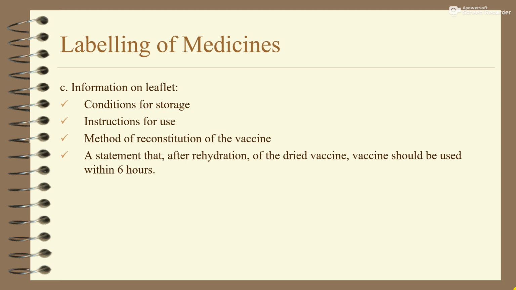And third point is information on the leaflet, the leaflet which is inside the cartons. That leaflet should contain the conditions of the storage, instructions for use, method of reconstitution of the vaccines, and a statement that after rehydration of the dried vaccine it should be used within 6 hours. Okay, the using period of the vaccine should be only within 6 hours.